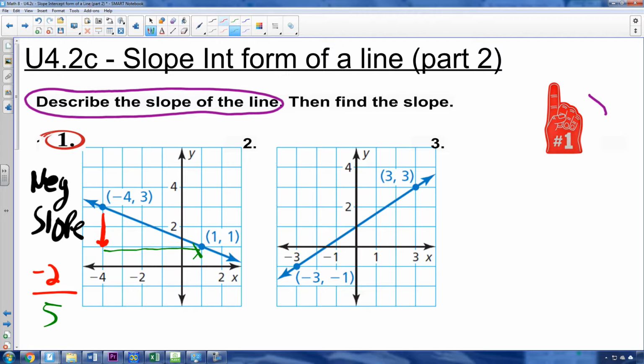So what I'd like you to do is think about this next one, pause the video, and try to describe the slope of the line, positive, negative, 0, undefined, and then actually find the slope of the line using rise over run. Okay, so pause the video and give that a try.